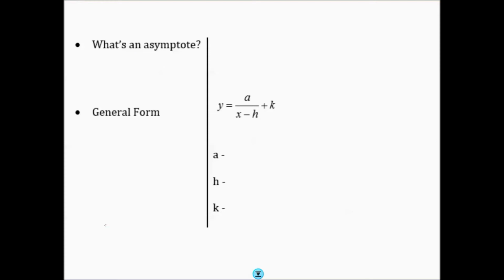First, before we start learning how to graph, we have to learn what an asymptote is. An asymptote is a line that the function approaches and usually doesn't touch.